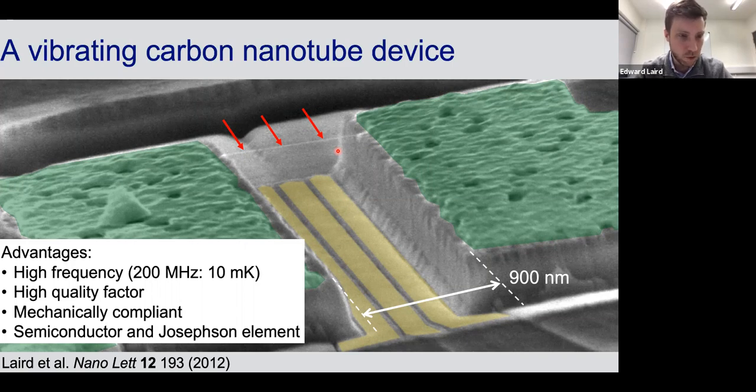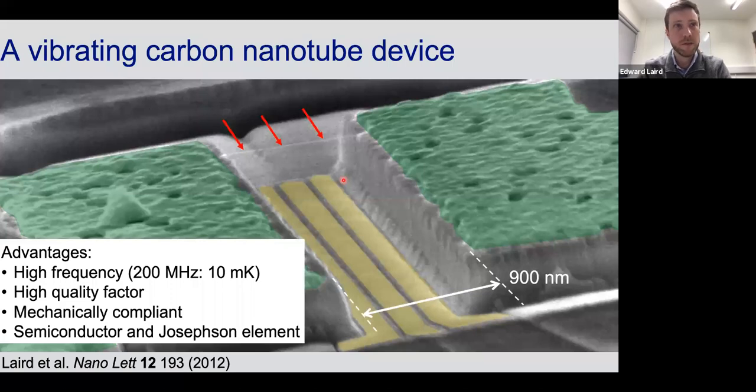Also, we know, thanks to a lot of work from many people on fabricating high quality nanotube devices, that if you can make the surface of the nanotube extremely good, you can reach a high quality factor. Quality factors of several thousand are now routine, and they can in fact be much higher. That's nice because it improves the force sensitivity. They're mechanically compliant because they're so small, and they're also semiconductors, and in fact they can even be Josephson elements as well. So these are all nice features and reasons to explore interesting physics of nanomechanics with these very light nanotube resonators.